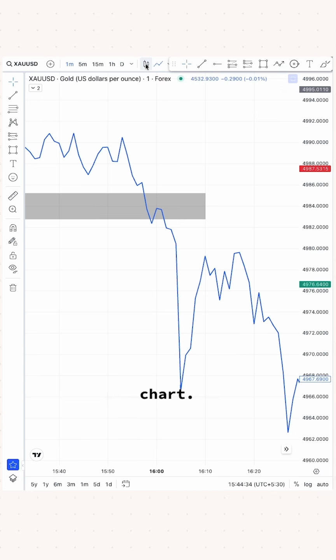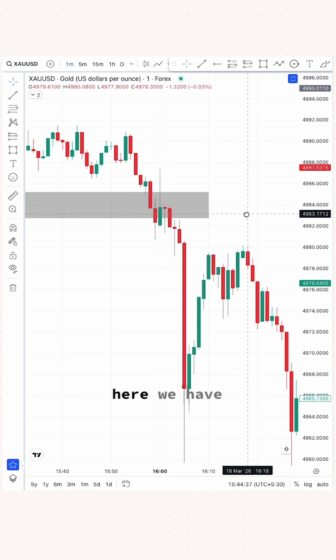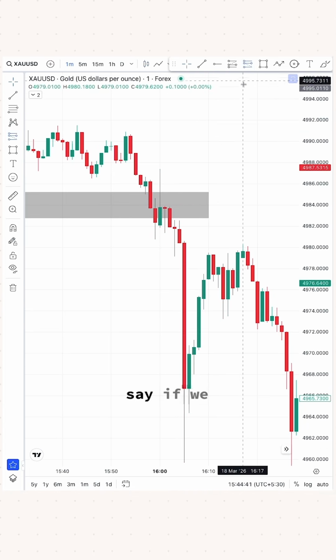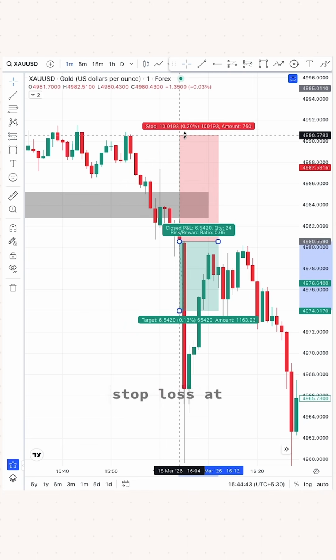So turn on the candlestick chart. Now entry candle is also important. See here we have 3 red candle closes. So we can say if we enter here. Now put your stop loss at the last pullback.